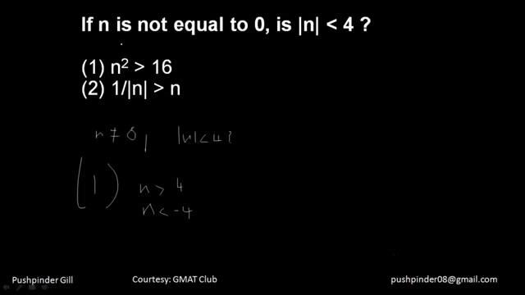Most of you would say, I'm getting a positive value, I'm getting a negative value, statement not sufficient. But just see what the question is asking you. Very important point. It's asking whether modulus of n is less than 4 or not. Now over here, if n is greater than 4, modulus of n is greater than 4. And if n is less than negative 4, modulus of n is also greater than 4, because modulus of minus 5 is greater than 4, modulus of minus 6 is greater than 4, modulus of minus 7 is greater than 4.